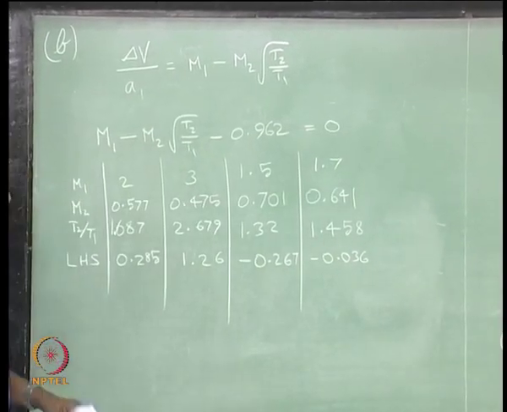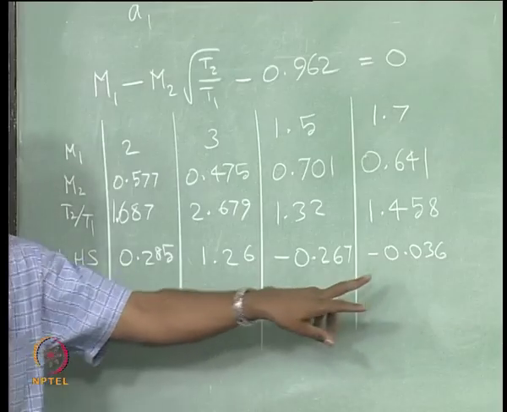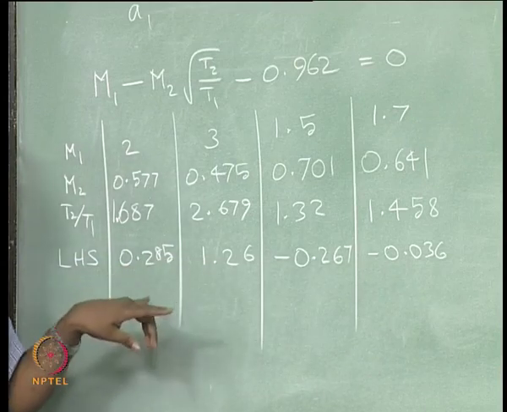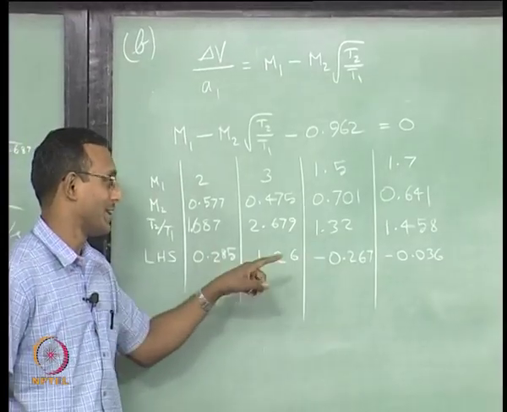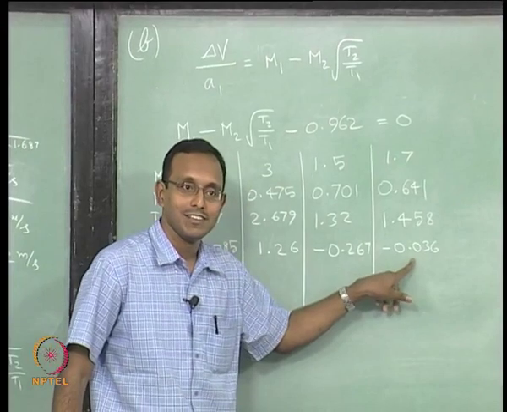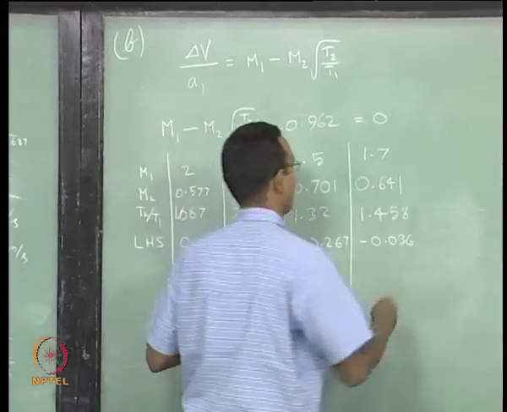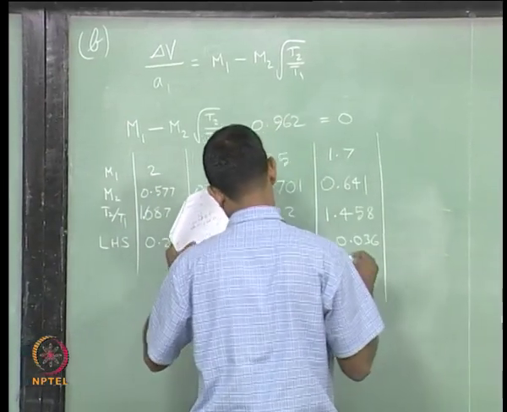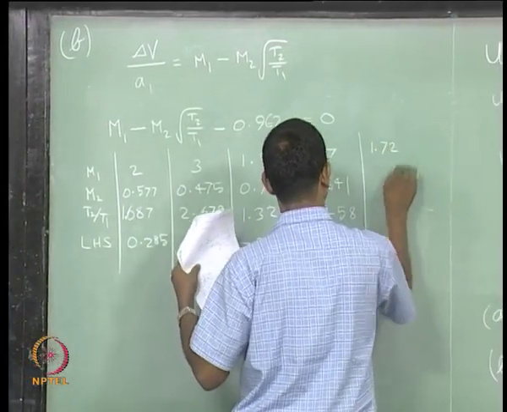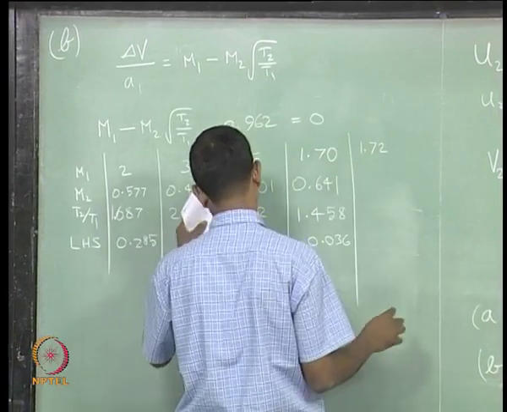I got this answer which says I should go more towards 2. Even now I could interpolate, but it is so close that we will just try the next number in the next row in my gas tables. That is easier. So, I will go 1.72, this is 1.70.